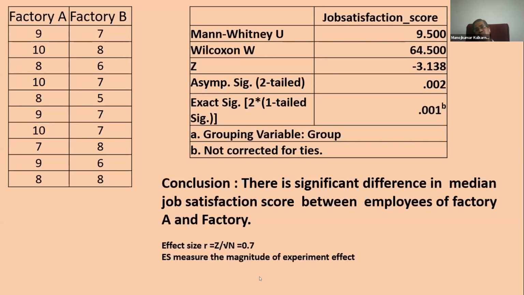So when you report these results, you have to report the median of the two groups, and the Mann-Whitney U test value, Z value and P value. And if you are finding the effect size, you report the Z value. Z value you have to calculate manually. SPSS does not report Z value, so you have to find it manually.